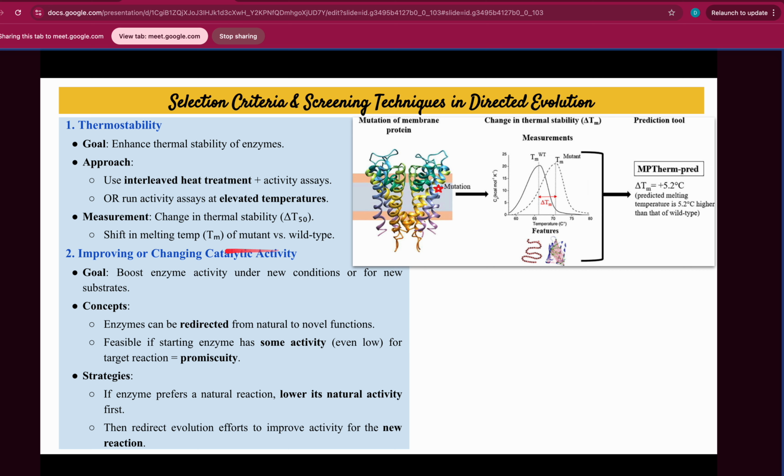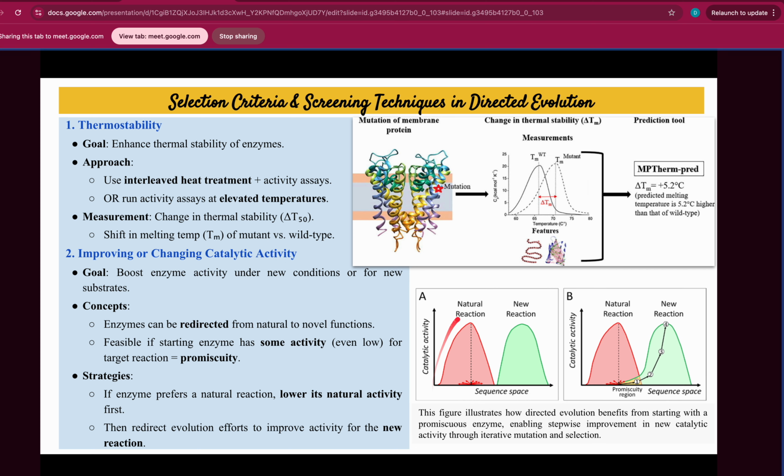So till then you can compare melting temperature among wild type and mutant. If your mutant has a greater melting temperature, then that means your mutant is thermally stable. Second thing is you can look for the improved or changed catalytic activity. So for example, if you have made certain mutations, you will see whether it is leading to an increase in the catalytic activity or not. That also can be governed by looking at the catalytic activity in the real space.